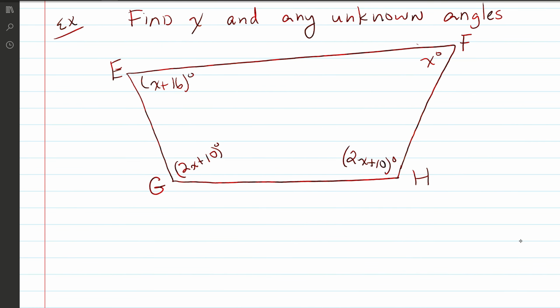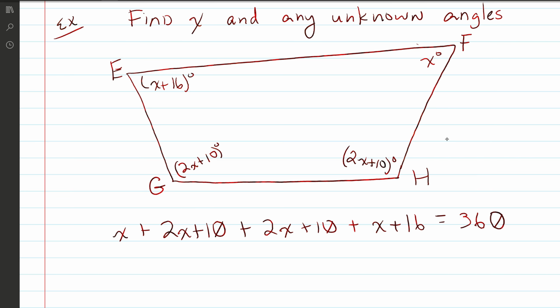This final example is showing another convex quadrilateral. However, the angles given have variables within them. So we have angle E is x plus 16 degrees, angle G is 2x plus 10 degrees, H is 2x plus 10 degrees, and F is x degrees. So once again, knowing that these all have to add up to 360, I can make an equation where I say x plus 2x plus 10 plus the other angle of 2x plus 10 plus the angle of x plus 16 all add up to 360 degrees.